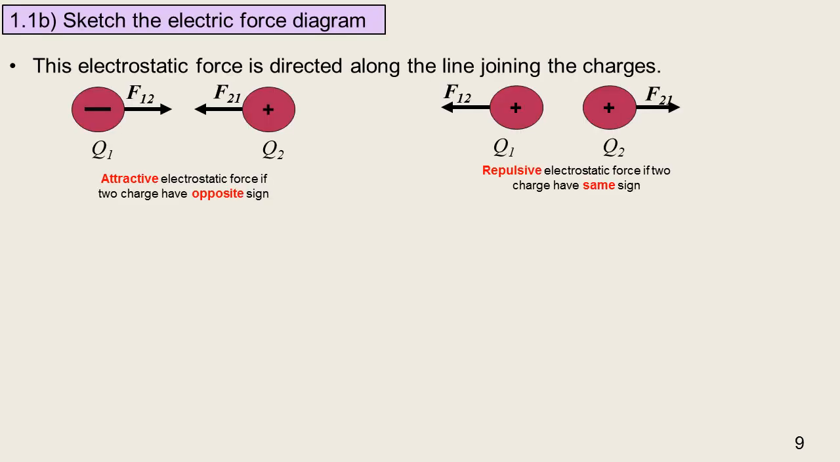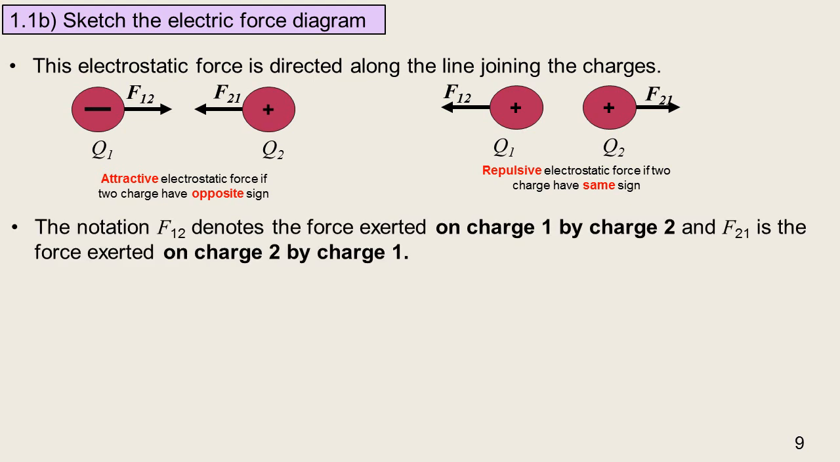1.1b Sketch the electric force diagram. The electrostatic force is directed along the line joining the charges. As you can see in the figure, if Q1 is negative and Q2 is positive, there is an attractive electrostatic force if the two charges have opposite signs. If Q1 is positive and Q2 is positive, then there is a repulsive electrostatic force if the two charges have the same signs.